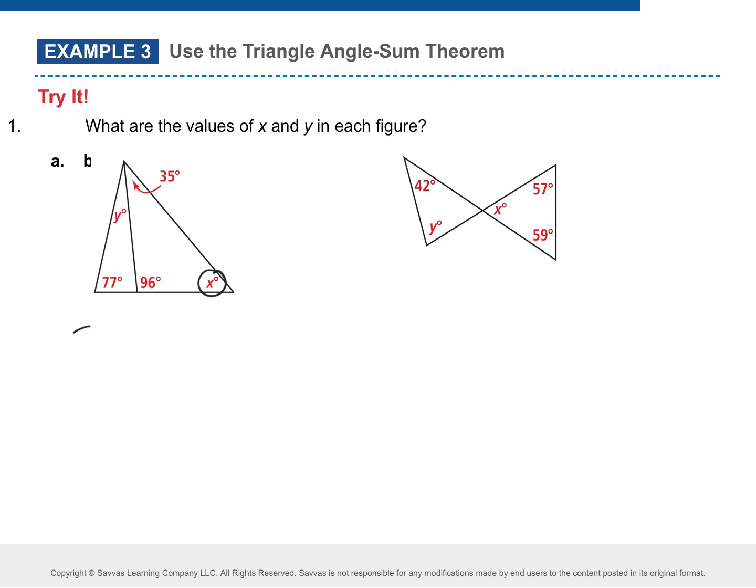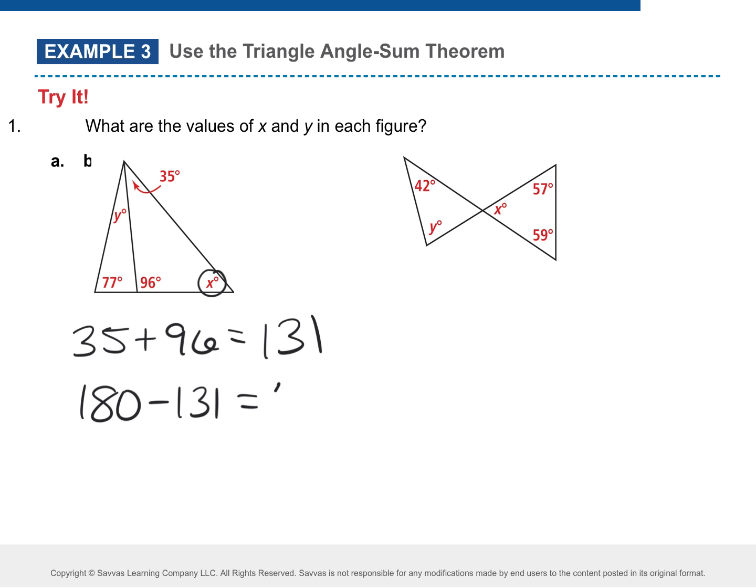Okay, so we take 35 plus 96. What do I do with that? Subtract it from 180. Yep, 180 minus 131 to give you 49. Okay, that is my x, so I just got x equals 49. Now we have to look at y.